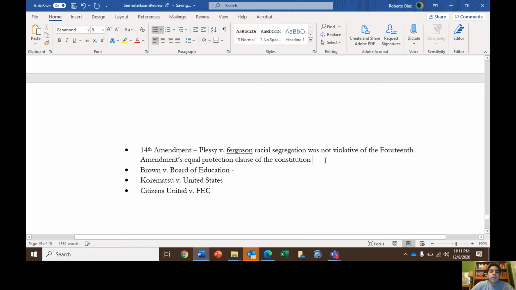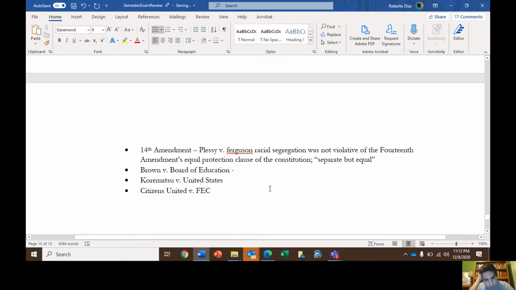Or you can talk, of course, about Brown versus Board of Education, which overturns the Plessy versus Ferguson decision, and the Warren Court actually determines that the separate but equal doctrine is overturned and says that racial segregation is inherently unequal in Brown versus Board of Education. So again, determining racial segregation is violative of the Equal Protection Clause in Brown versus Board of Education.